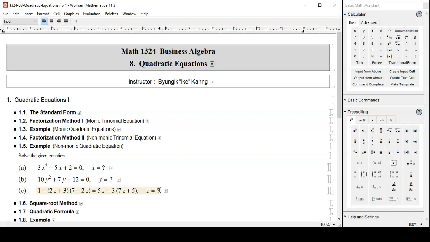Looks like I'll have to leave this to you. You have to break up all those parentheses, take the like terms to make it into the standard form, ax² plus bx plus c equal to 0, and then use the factorization method, the tic-tac-toe, whatever. The detail is left to the students.